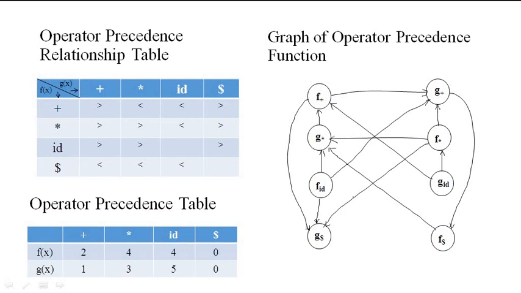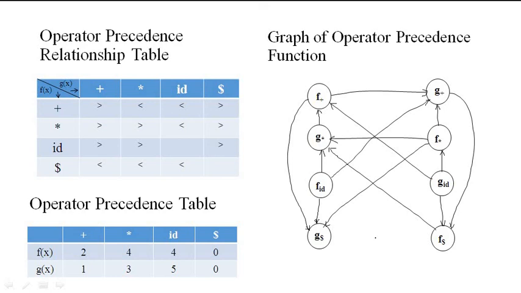Next, $. GID, ID is highest precedence. $, G dollar, there is no relation. So this is your graph of operator precedence function.